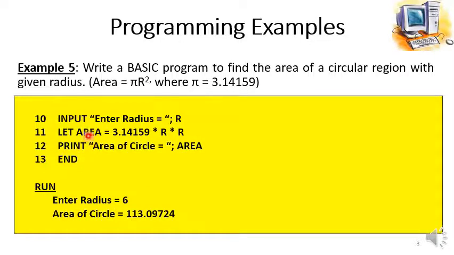Here, whenever we run this program, first it will ask "enter radius" with the help of this input statement. Let's say the radius is 6. You can input any value for radius, and it will be calculated with the help of the second statement: 3.14159 multiplied by 6 multiplied by 6, and as a result it will give you the value 113.09724. So this will be the area of that circle.